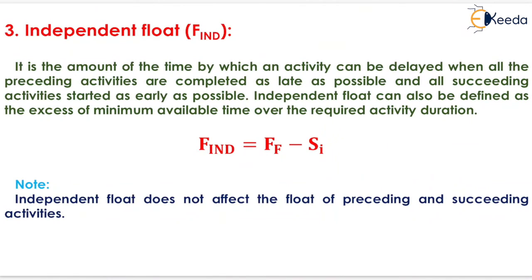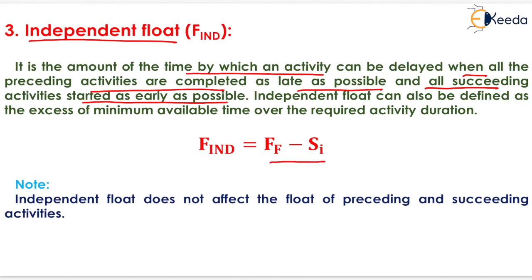Now the next one will be the independent float. It is the amount of time by which an activity can be delayed when all the preceding activities are completed as late as possible and all succeeding activities started as early as possible. Now independent float will be equal to free float minus slack of ith event. Now independent float does not affect the float of preceding and succeeding activities.